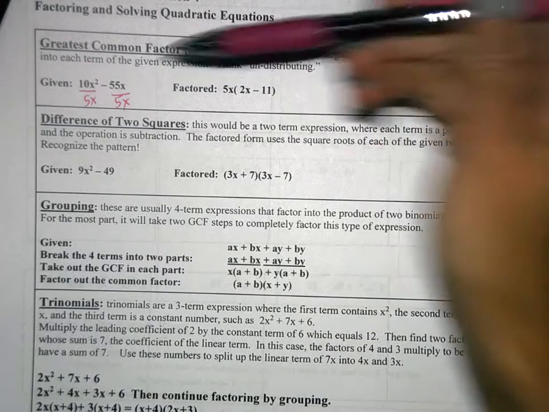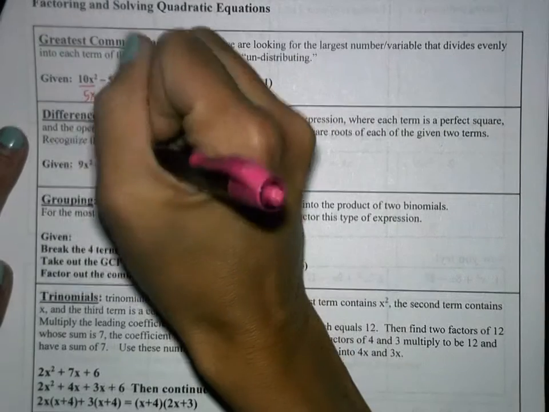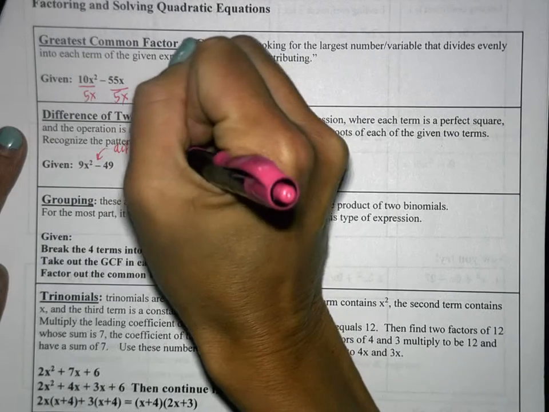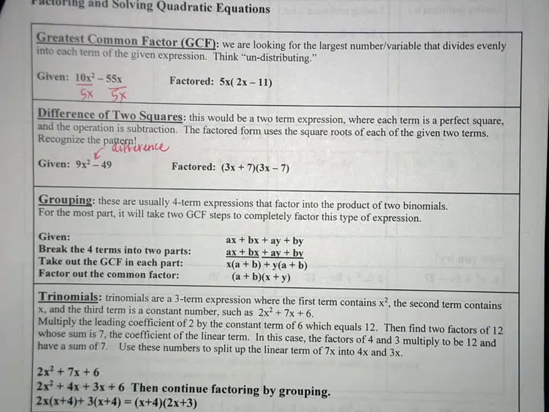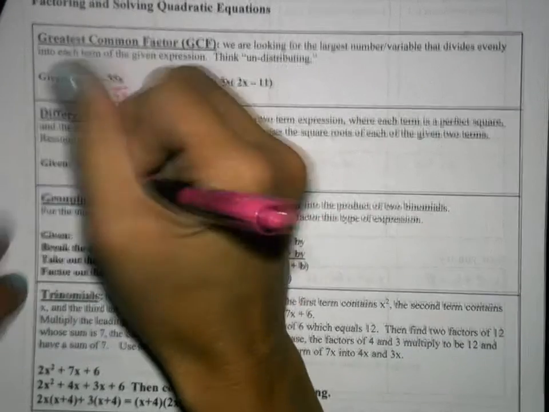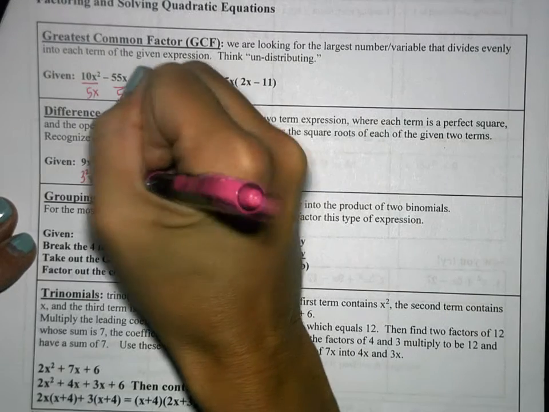Okay? All right. Another type of factoring is if you have the difference of two squares. And so difference is subtraction. If there was a plus there, that would not be a difference of two squares. So difference has to have a subtraction sign. I always check to make sure everything is a square, and I'll rewrite this as 3 squared x squared minus 7 squared.